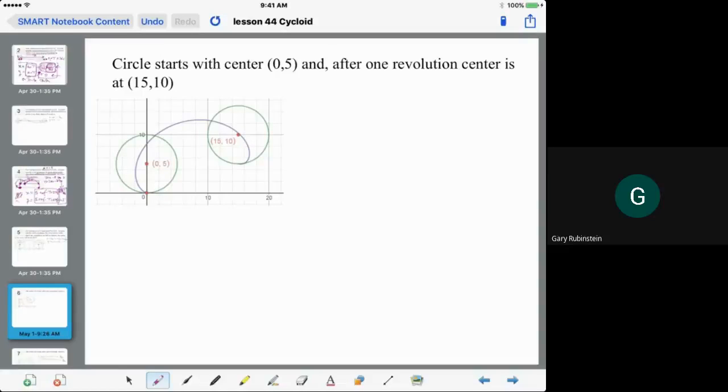A good question was just asked. I didn't say it, but I should have, because otherwise there'd be no way to know. This one is going clockwise.